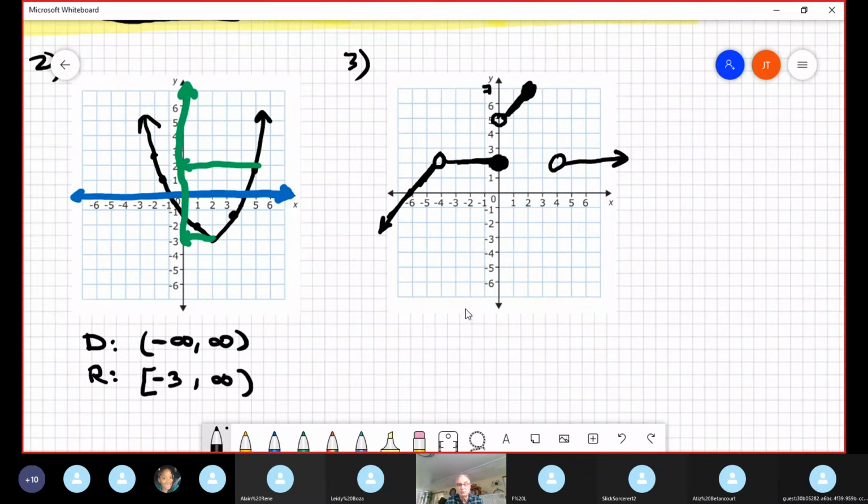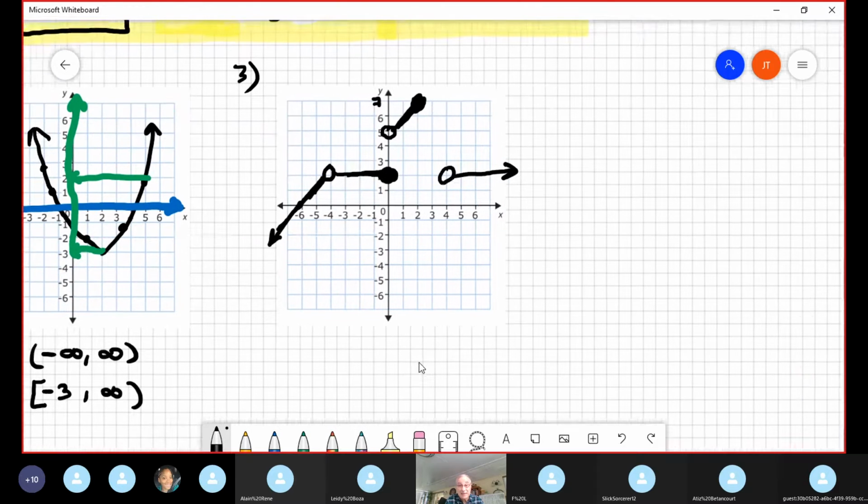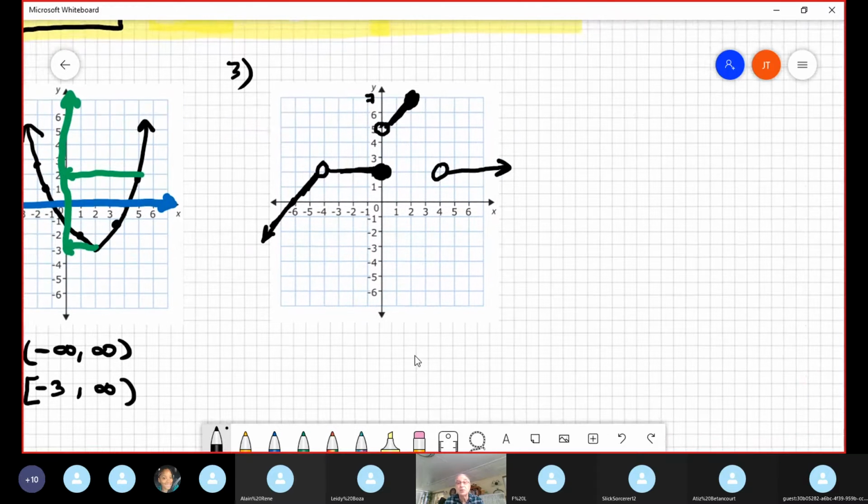Let's see number 3. Number 3 is a more complicated function, and it involves a new symbol. You need to be familiar with it. For example, this symbol indicates a hole. The interpretation of a hole is undefined. When you see a hole in a function, it's because we have no value of y associated with it.